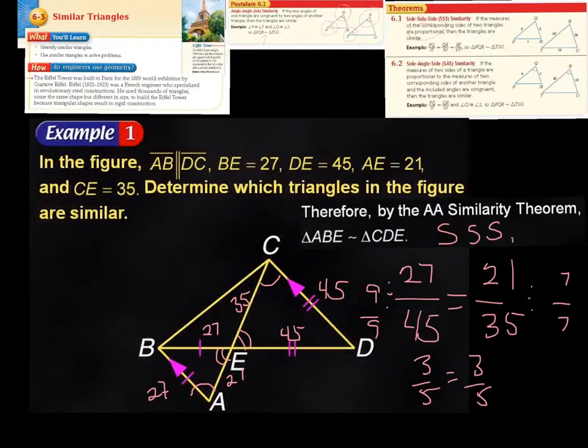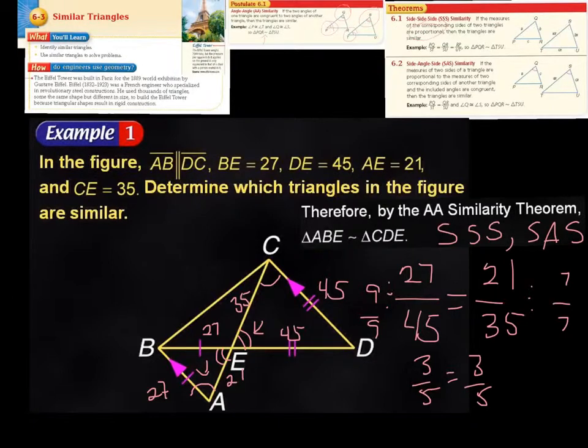Well, I guess we could have also used side-angle-side. Since we had all three sides and we've got at least two angles, I could have picked either one of those angles and said that was the included angle. So all three of my methods of proving triangles similar work on this example.